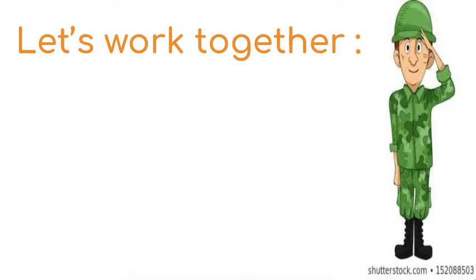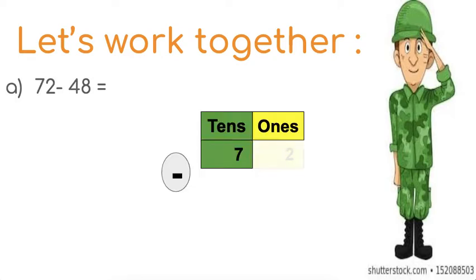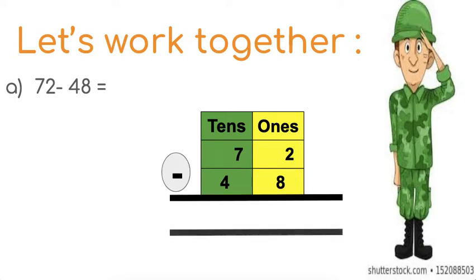Now, after you've sent the picture, you can rub that off your whiteboard. We are going to now continue with our soldier sums. So let's do a practice on our whiteboard. 72 take away 48. Set it up in your tens and ones for me. Pause the video and come back to have a look.